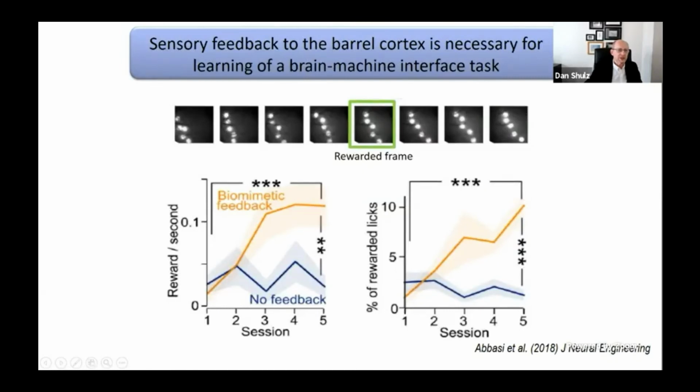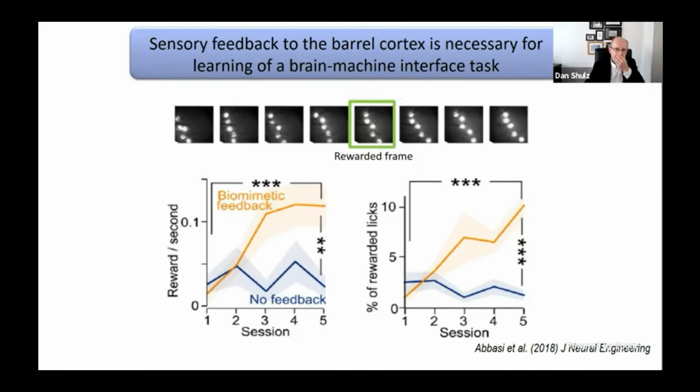As you can see here, this is the number of rewards per second. And if you use this biomimetic feedback, that is, this very well-structured pattern of stimulation, there is an increase in the performance, both in the number of rewards per second, and the percentage of rewarded licks. Whereas if you do not, if you open the loop and do not give this sensory feedback, the animal is unable to solve this problem.